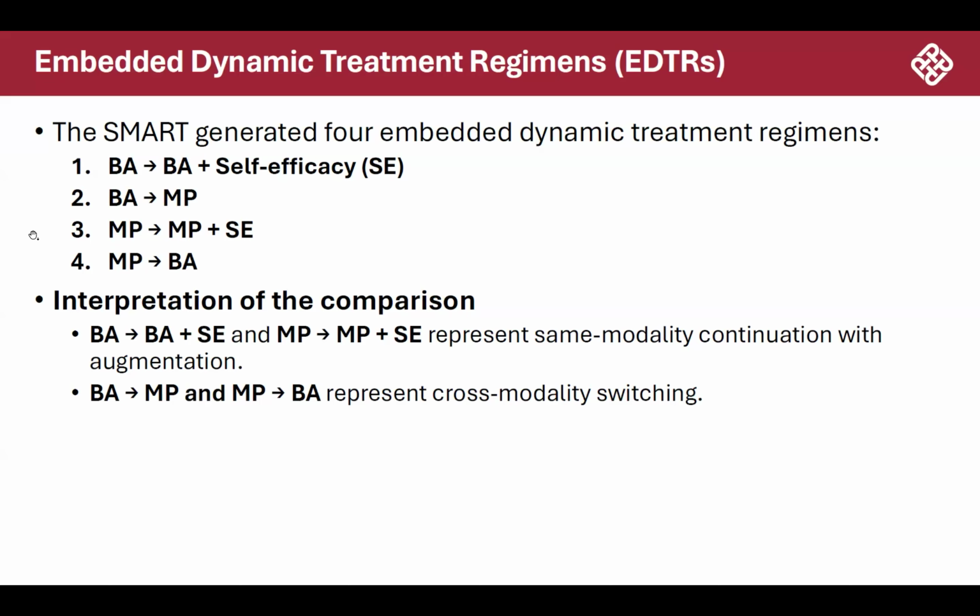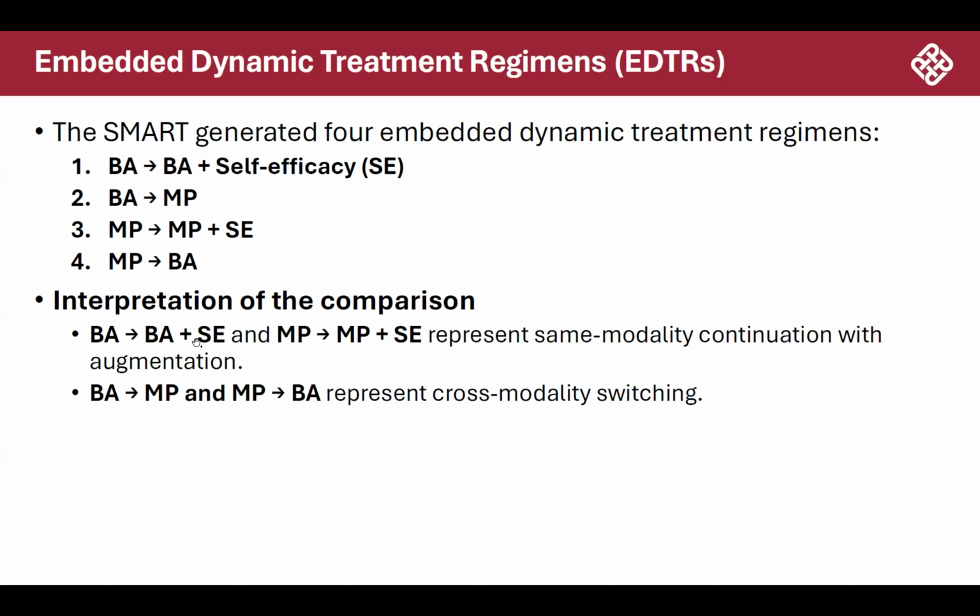So you can see in this study, we will have 4 embedded dynamic treatment regimes. That's why we need to understand them, because in the data analysis, we need to interpret the findings by comparing different groupings. For example, we want to know whether keeping the same modality will be better than augmentation, or augmentation will be better than cross-modality switching. So you can see there are some regimes here.